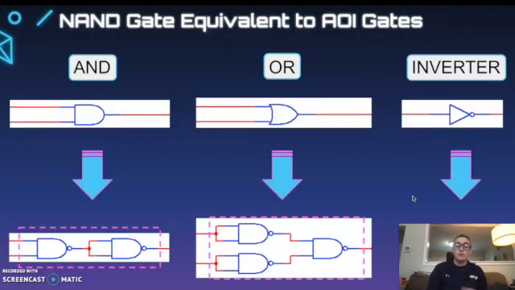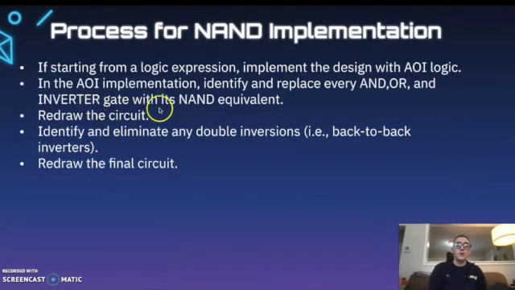So basically, we would take a diagram like this and we would say, okay, I've got 3 AND gates. I'm going to put in my NAND gates in replacement of that. So you would essentially remove this diagram and put in this anywhere where you had an AND gate. Same thing for OR or inverter. After we had those, we would have to obviously redraw the circuit, and then we would identify and eliminate any double inversions. So that's the back-to-back inverter setup. And then we can create the final circuit.